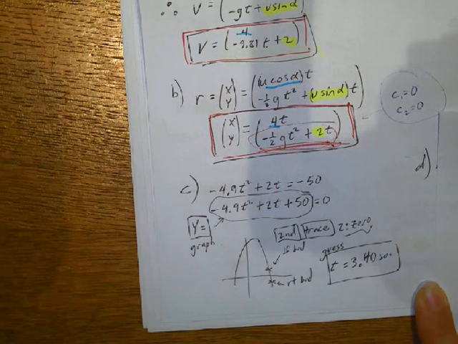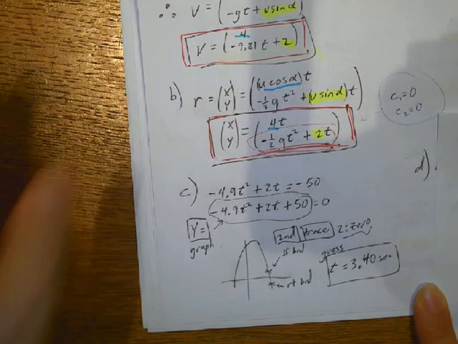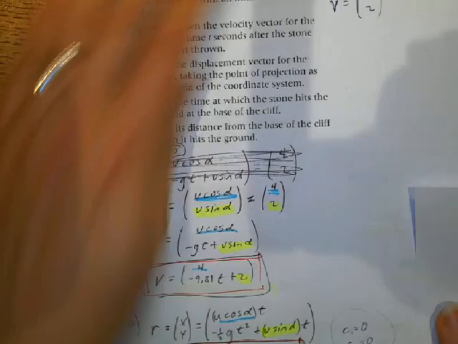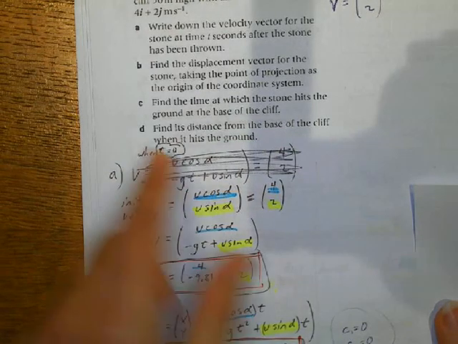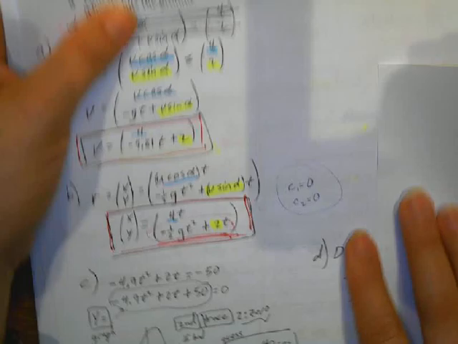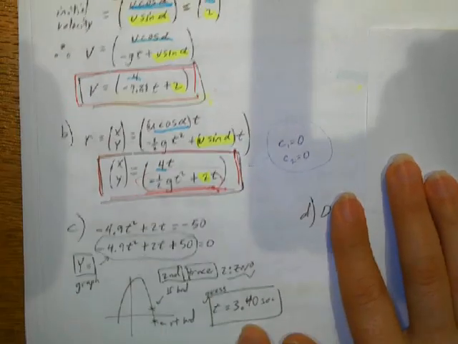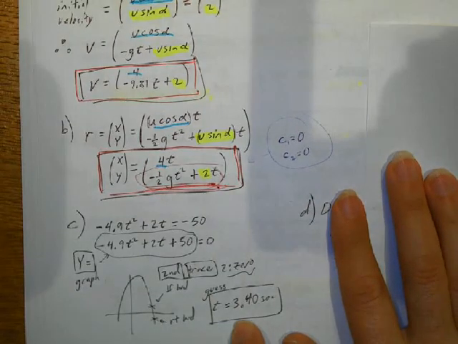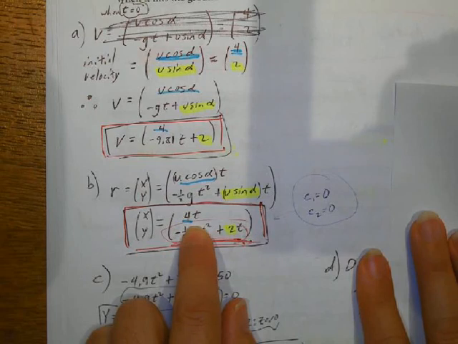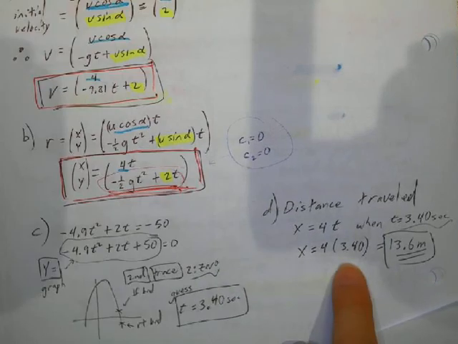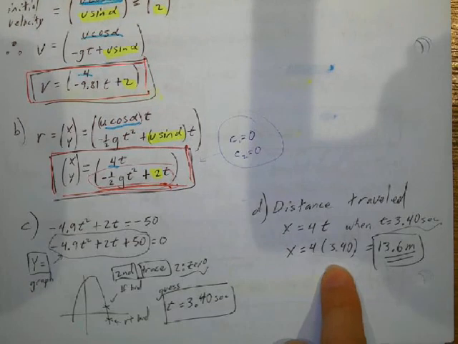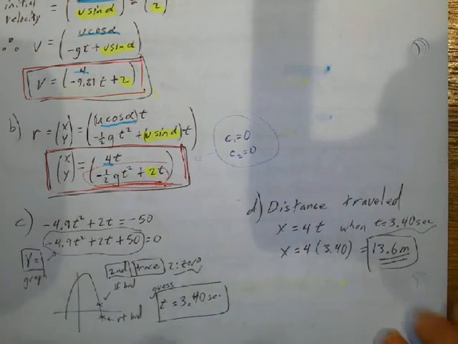Question D says, find the distance from the base of the cliff when it hits the ground. So now I know I've traveled for 3.4 seconds. So that distance that I've traveled is 4 times t. So I'm going to replace t with 3.4, and now I know the distance traveled is 13.6.